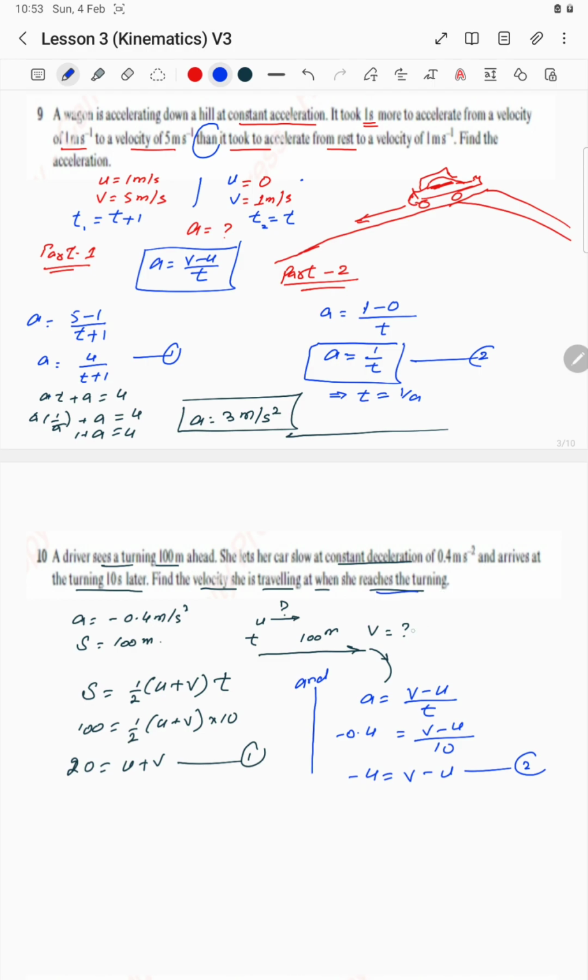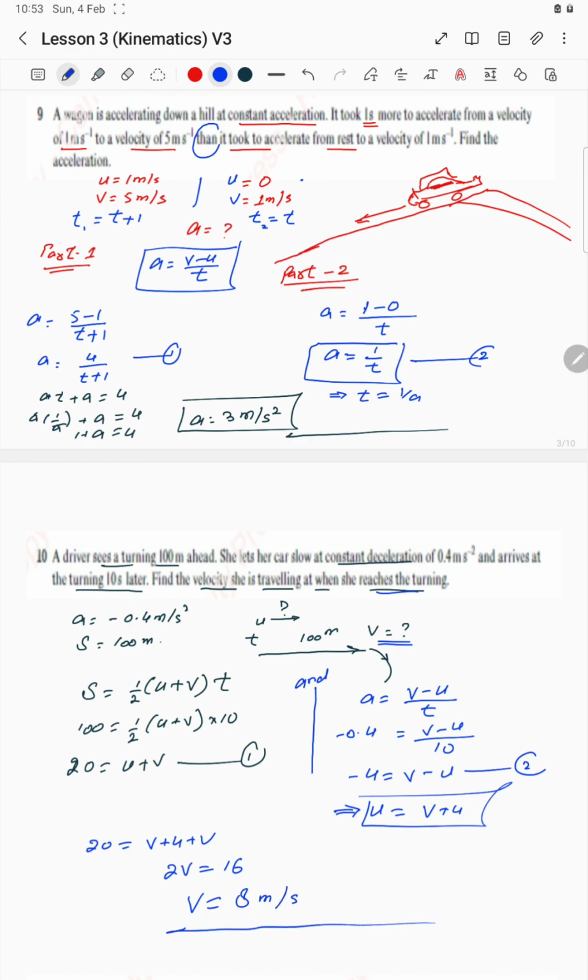We need the velocity when she reached the turning point. We don't need to find u, because it has not been asked. Only when it reached the turning point, here I need to find this. So solving this, I can take u is equal to v plus 4 from here, and substituting in 1, 20 is equal to v plus 4 plus v, 2v becomes 16, v equals 8 meter per second. This is the velocity when she will come to the turning point. I hope it is clear.